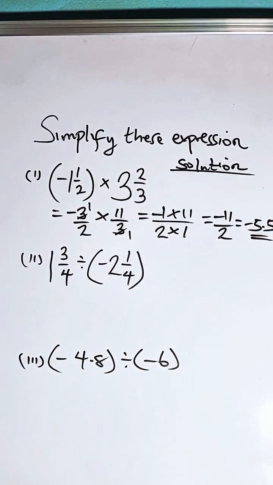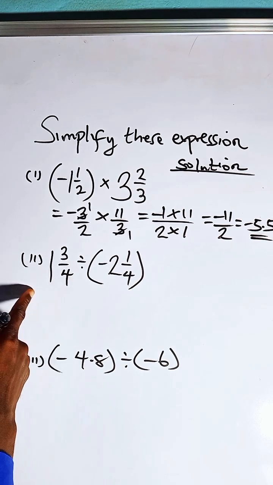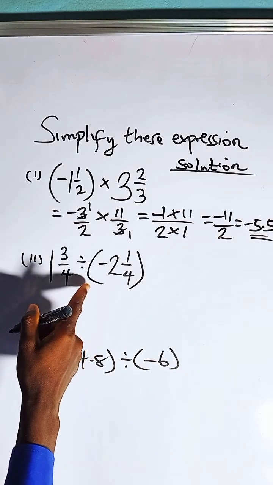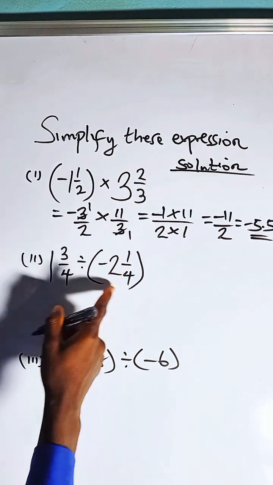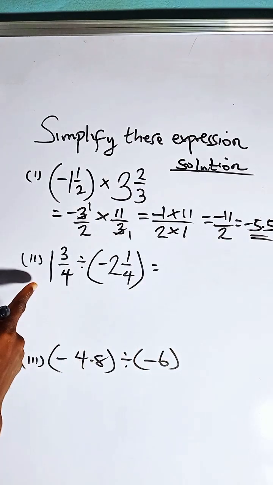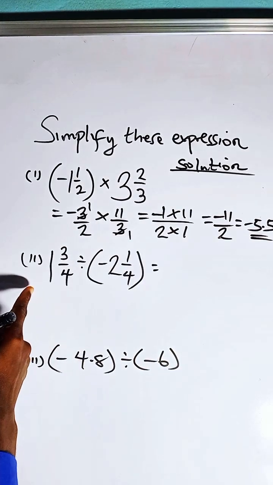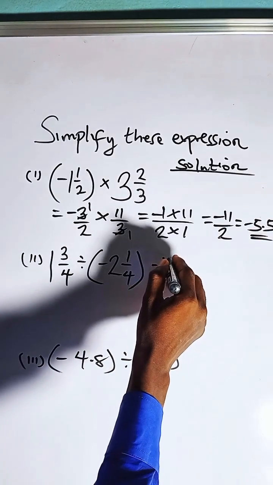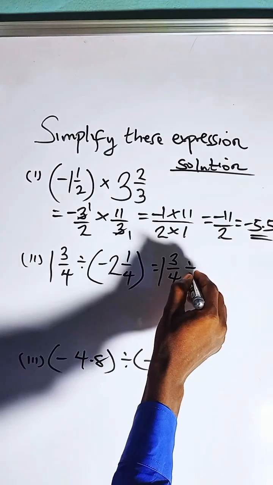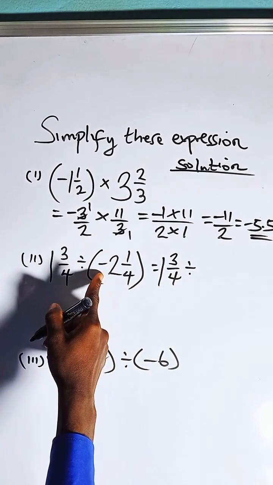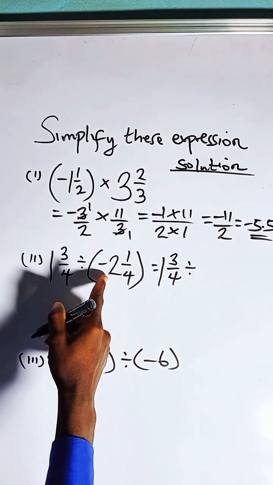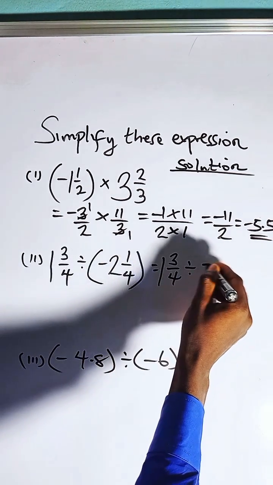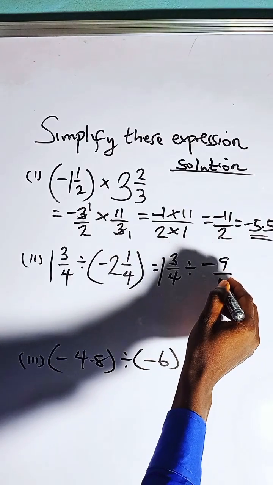5.5. For the second expression, we have one whole number, 3 over 4 divided by, within the bracket, minus 2 whole number, 1 over 4. From here, let us change this to an improper fraction. But before that, let's settle what we have in the bracket. We have 1 and 3 over 4 divided by minus 2, okay, so we multiply 4 times 2 is 8 plus 1. So we have this as minus 9 over 4.